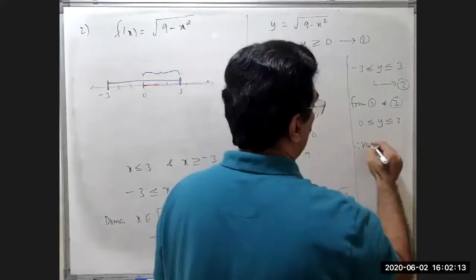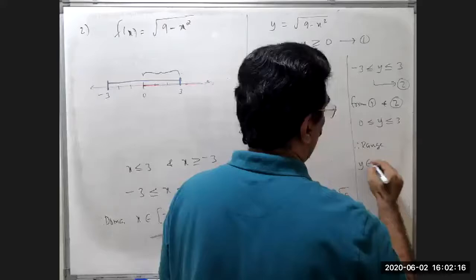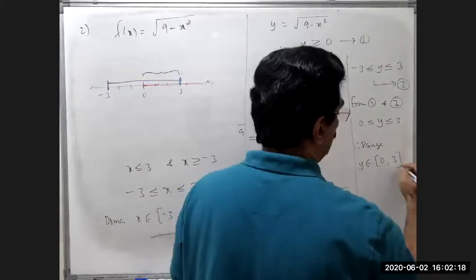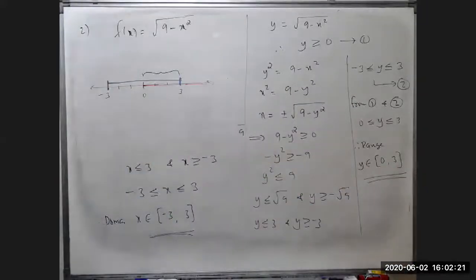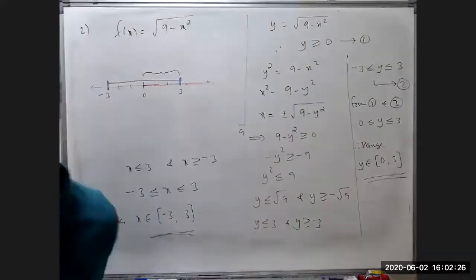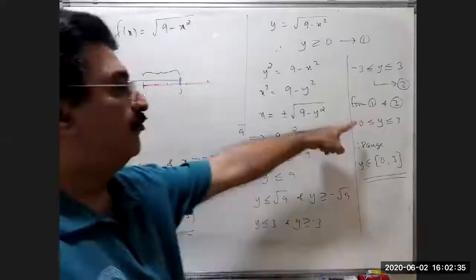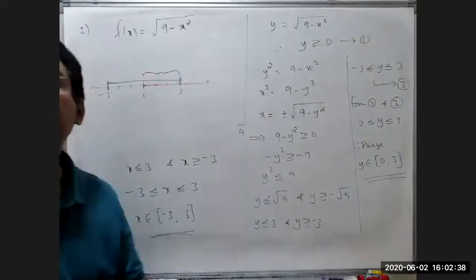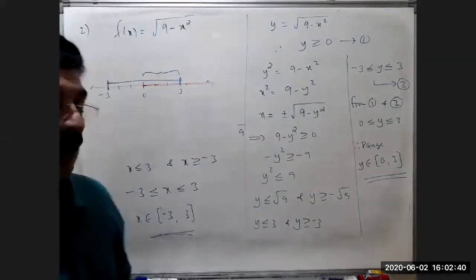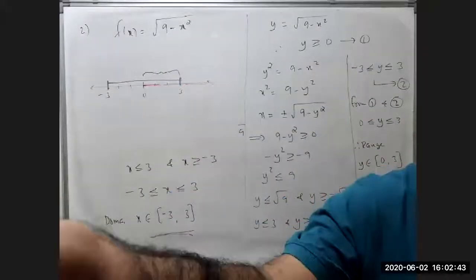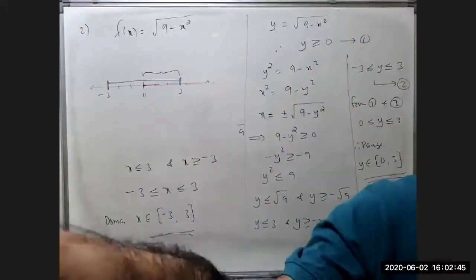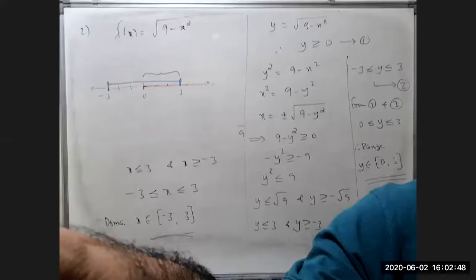Therefore, the range is y belongs to 0 to 3. It's a good question. This is for understanding. Condition 1, y greater than or equal to 0. Condition 2, y is from minus 3 to 3. Then from these two, we can write y is from 0 to 3.